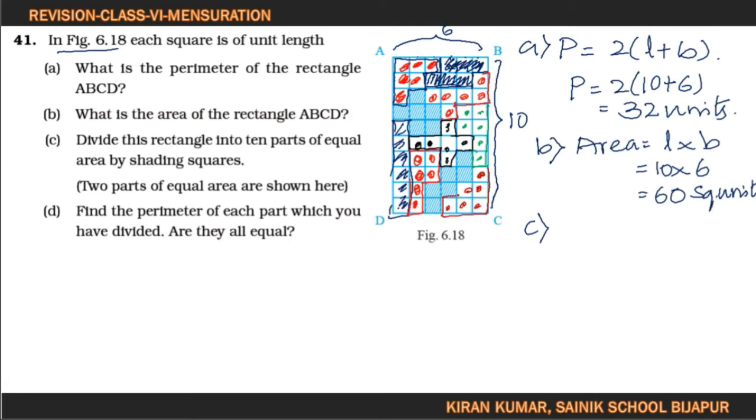So each of the areas I have made as equal. This is one part, second part, third, fourth, fifth, sixth, seventh, eighth, ninth and 10th. So totally 10 parts are made. Let me name this as A, B, C, D, E, F, G, H, I, J.